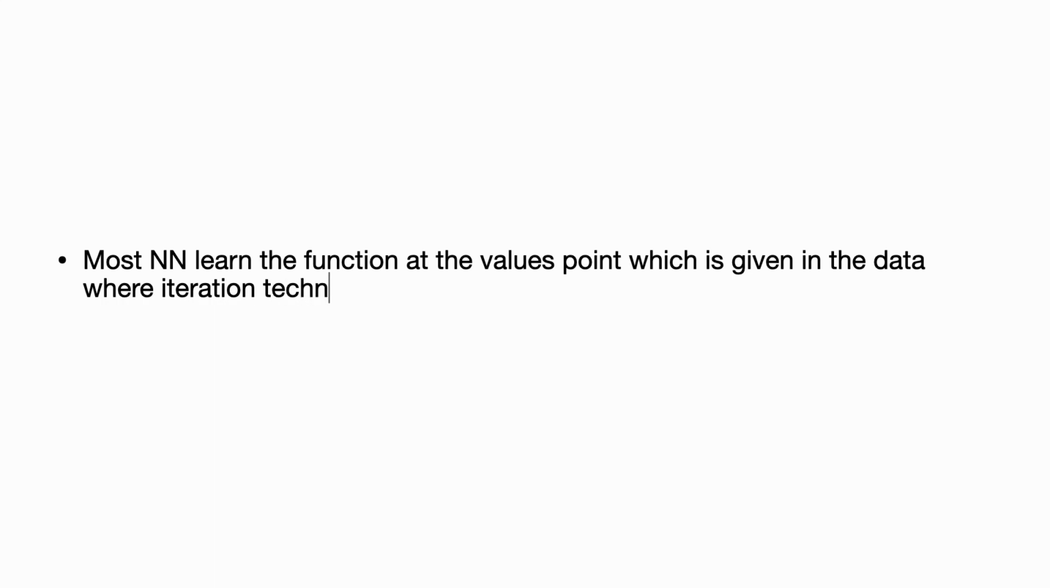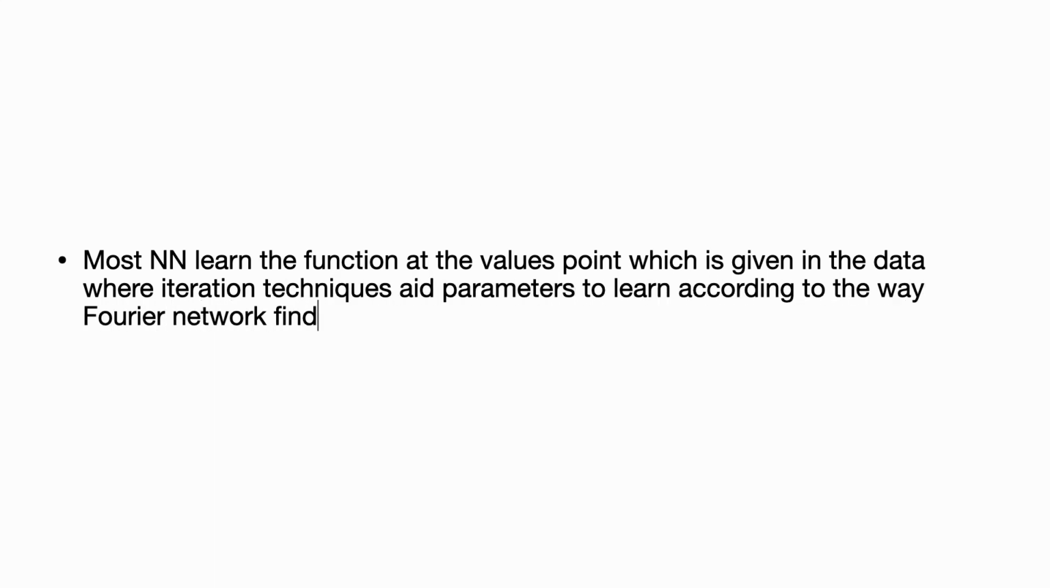Most NNs learn the function at the value points given in the data, where iteration techniques help the parameters learn, according to the way a Fourier network finds the parameters by evaluating the given function.